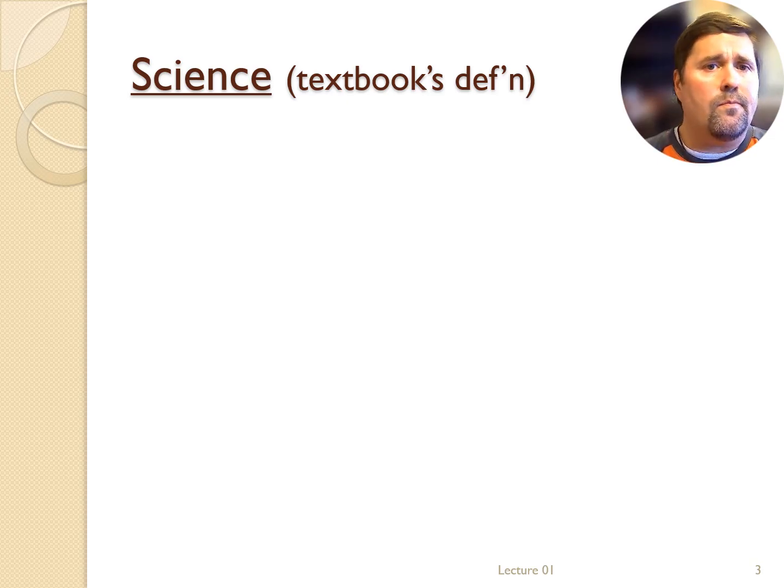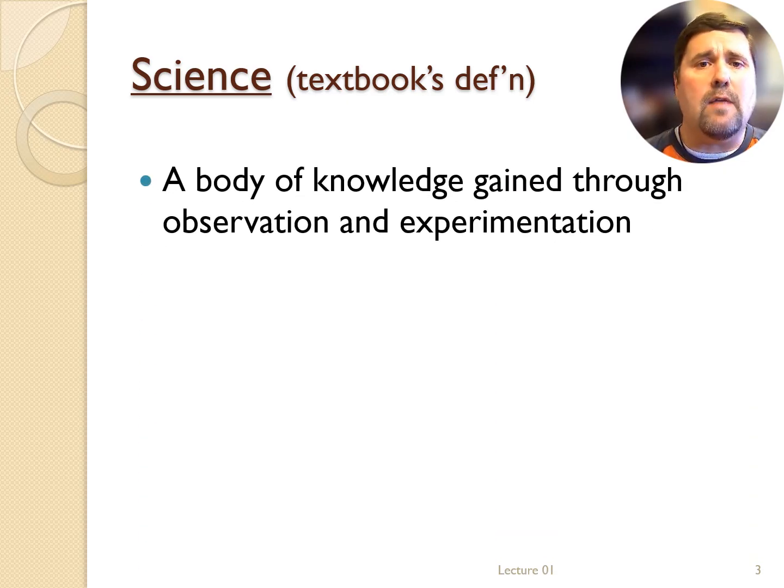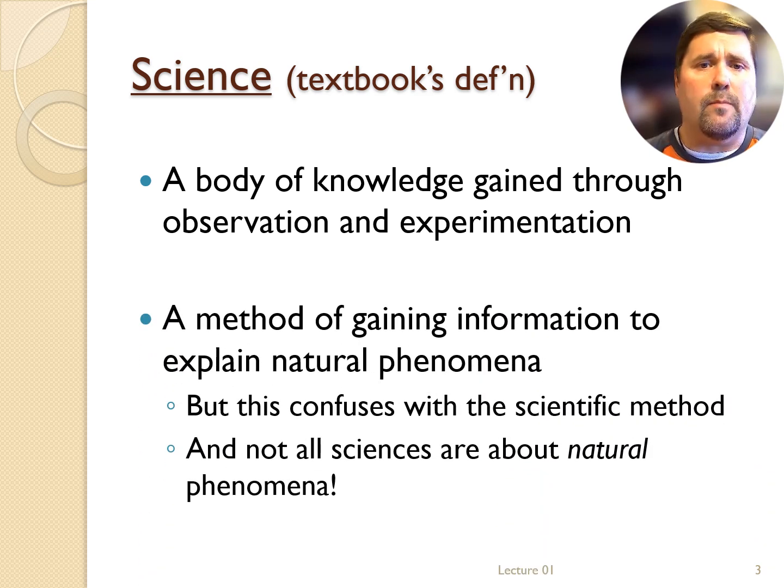What's science? Well, the textbook's definition is pretty good for most purposes. A body of knowledge gained through observation and experimentation. It also says science is a method of gaining information to explain natural phenomena, but that's less good because it confuses science with the scientific method. The thing you're doing is not the same as how you're doing it. And not all scientific disciplines are interested in natural phenomena. Anthropology, for example, is interested in human-made phenomena.